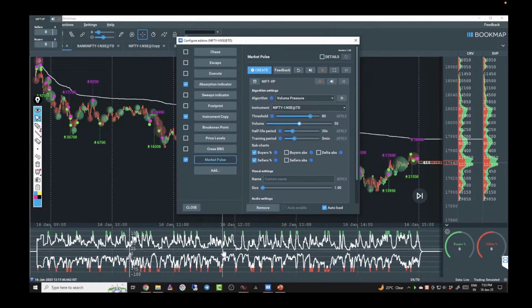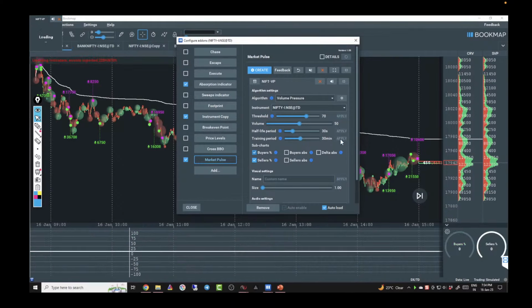How can we use this information? This is also one of the critical pieces of information that we want to look for. I want to keep it as 70 only. I'm not changing anything over here. Half life period as 30 seconds and training period as 5 minutes. The same goes for this setting as well: if you train it for the last 30 minutes, the signals will be fewer. At the present moment, 5 minutes is what we are selecting. So the more time that you look back, the fewer signals you will get.